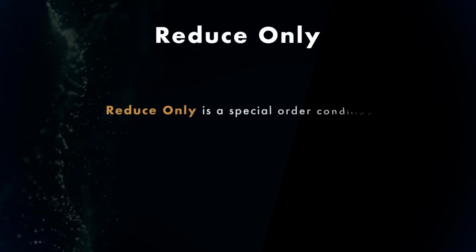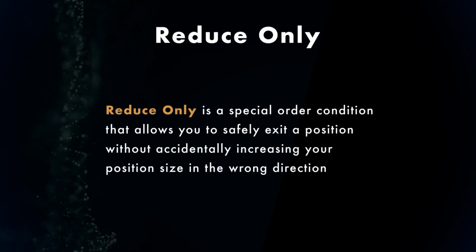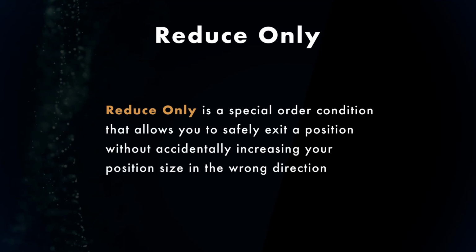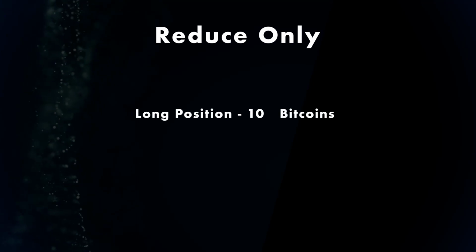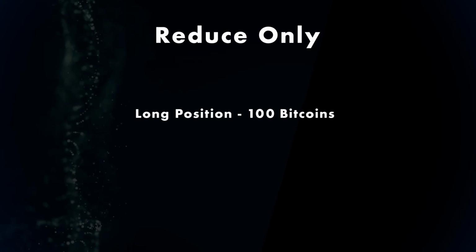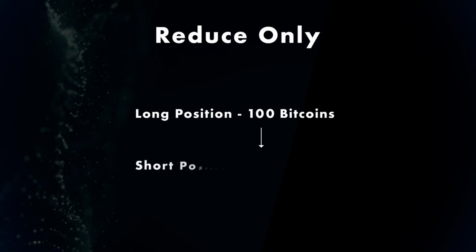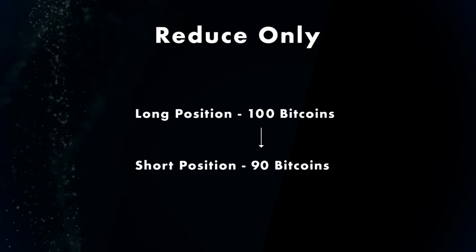Reduce only is a special order condition that allows you to safely exit a position without accidentally increasing your position size in the wrong direction. For example, if you had an open long position with 10 Bitcoins and you accidentally added an extra 0 to your sell order, meaning you sell 100 Bitcoins, you could end up with a short position of the 90 extra Bitcoins. A simple mistake that can cost you a lot of money.